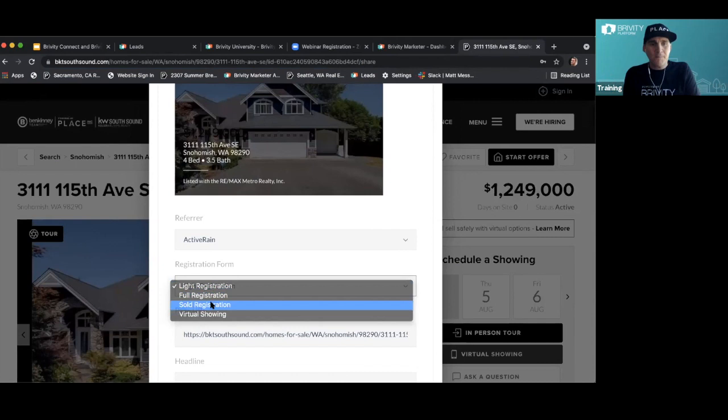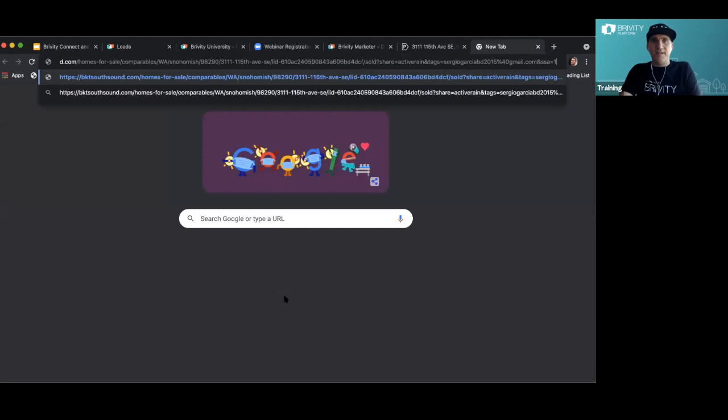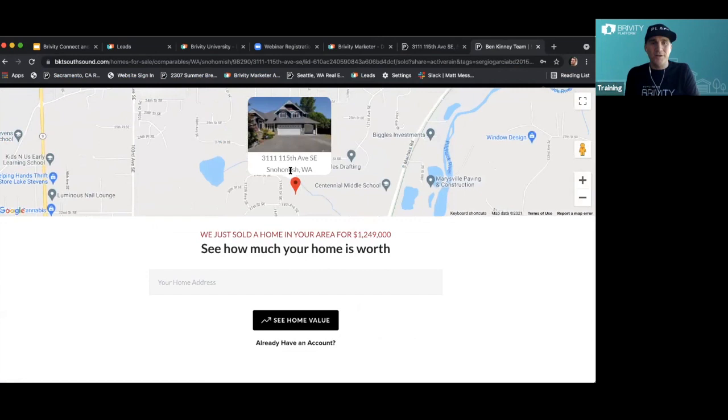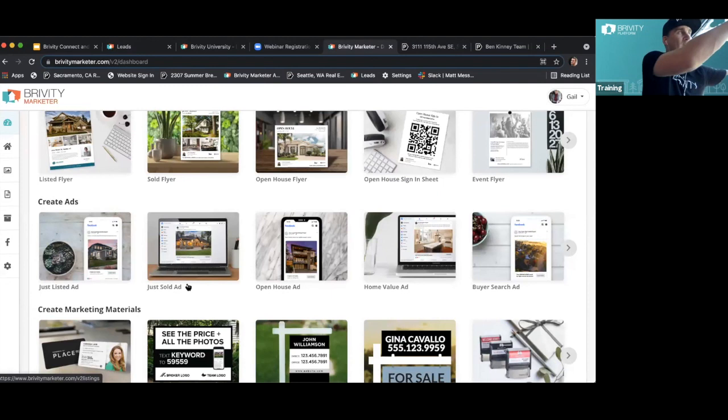We've actually got this sold registration form here that will basically be this landing page where you can show, hey, we sold this house for 1.2 million. See what your house is worth. So these sold ads will drive back to a page like this, where we are basically saying, hey, we sold this property, look and see what your house is worth. So these are seller side ads where we're promoting something we've sold and asking people to see if they're curious what their house is worth.